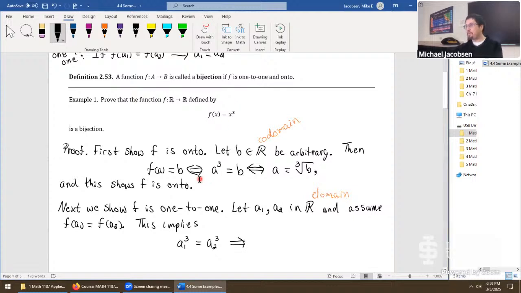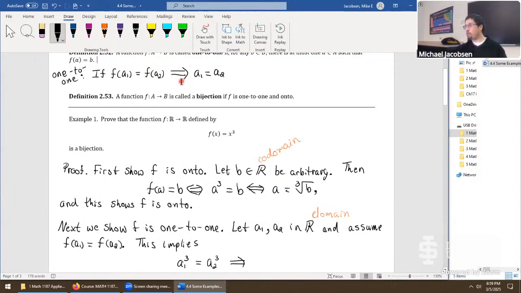We're not as concerned about the bi-direction of the arrows. We just need to go one way, because we're going one way up here in this logic. We just want to show A1 is A2, and that'll totally work. Take the cube root of both sides, and this will imply A1 equals A2 as required.